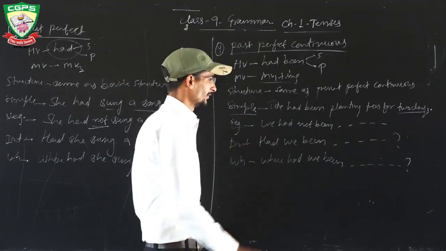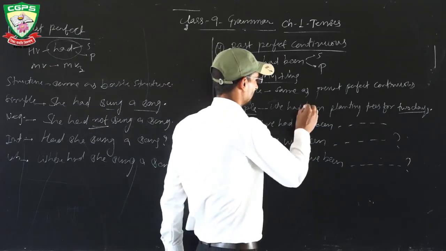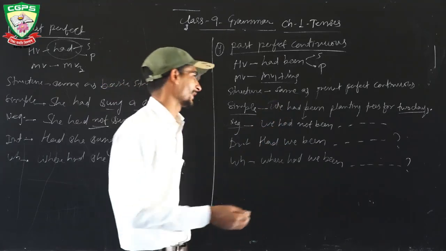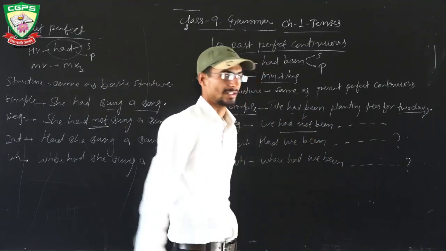Next is negative. Just add not in between the helping verb had and been. In a helping verb where there are two parts, not is added in between. Had not been. That is negative.